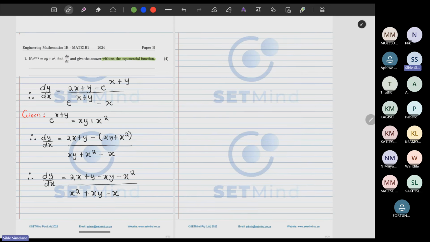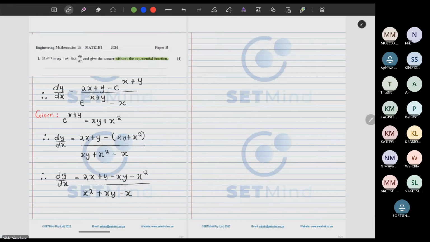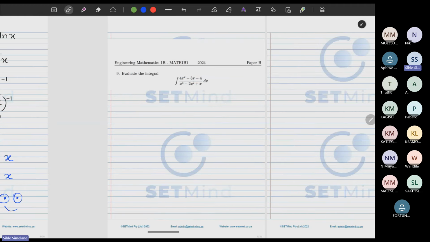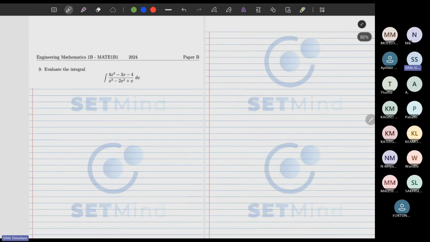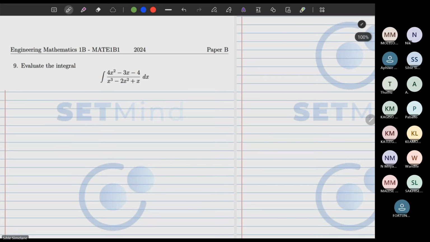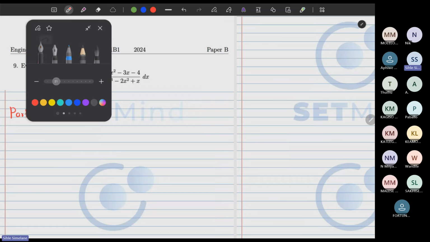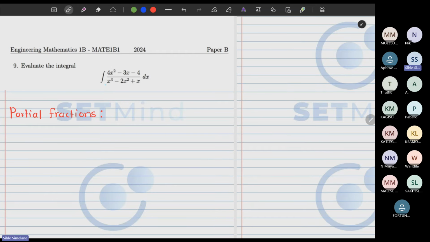Next, let me see what happened here. I'm not sure why we have an integral so early, but anyway, let's deal with it, guys. Let's evaluate this integral. We are required to integrate this here, and as you can see, it's a fraction. So we need to remember something very important when we see this, something that speaks to partial fractions. That is what I think of immediately. But let's see if we can somehow simplify this.